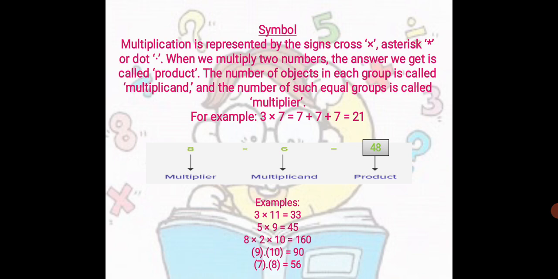Few more examples. 3 into 11 is 33. 5 cross 9 is 45. 8 into 2 into 10: it is 8 into 2 is 16, 16 into 10 is 160. Now, the last two examples I am showing you by using the symbol of dot. 9 into 10 is 90. 7 into 8 is 56.